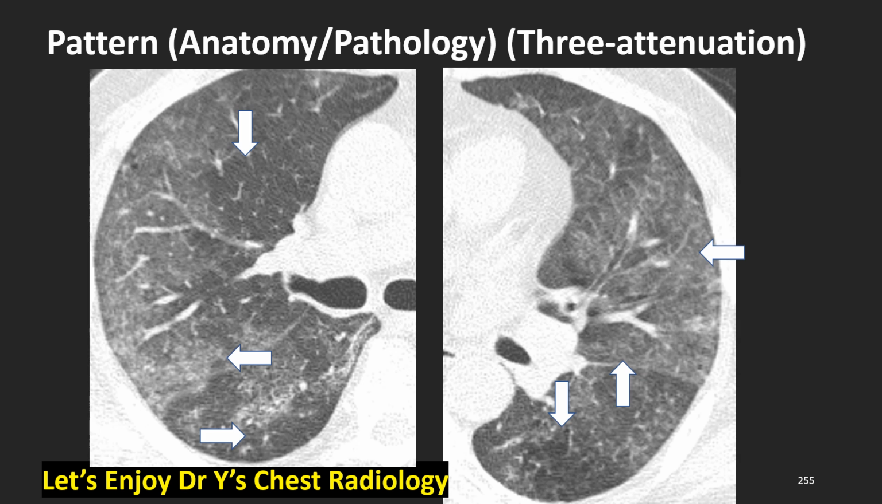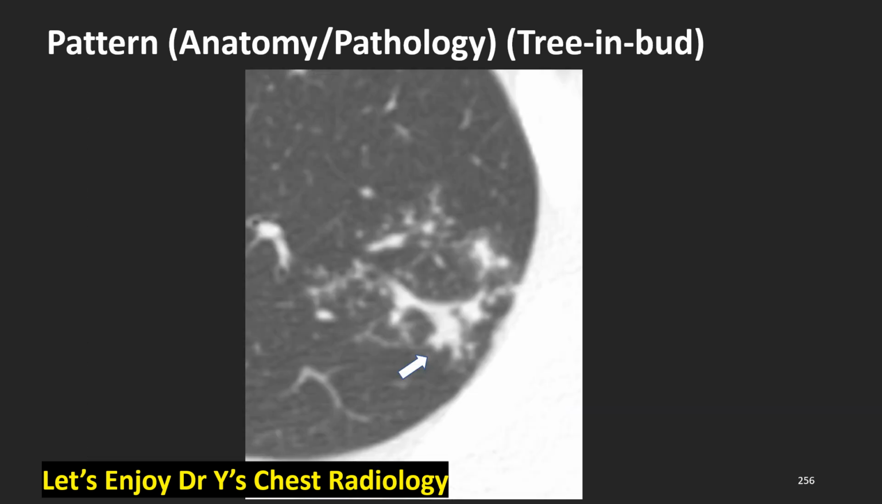Pattern, anatomy, pathology: three attenuation. Arrows indicate normal, increased, and decreased attenuation. Pattern, anatomy, pathology: tree in bud. Arrow indicates tree in bud appearance in a tuberculosis patient.